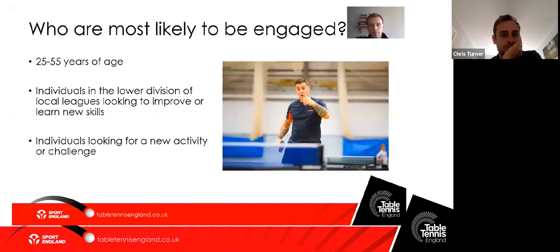So, who are you likely to target? We've got 25 to 55. Of course, there is a bit of leeway there. You always get a few people that want to come from outside that age range.